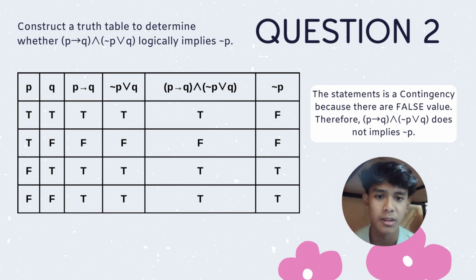So the conclusion for this question is, the statement is a contingency statement because there is a false value. Therefore, (P implies Q) and (negation P or Q) does not imply negation P.